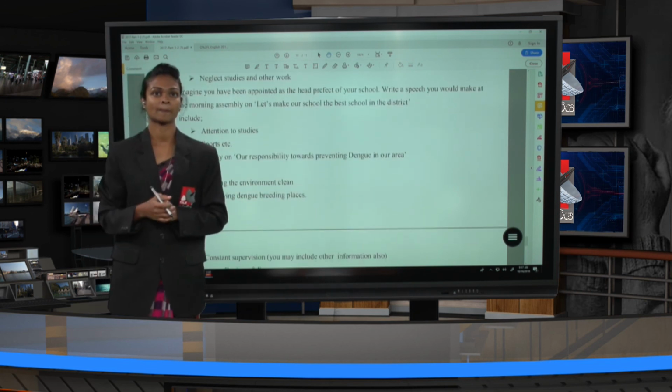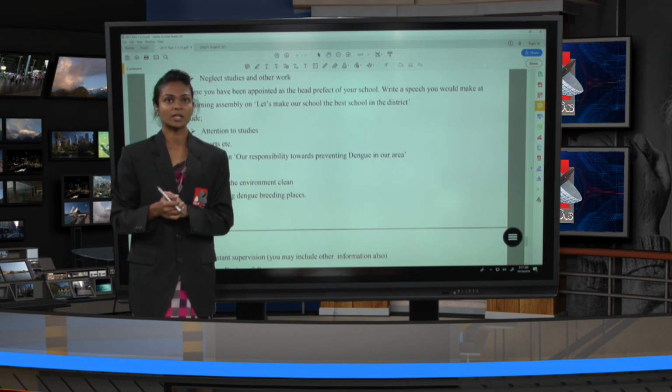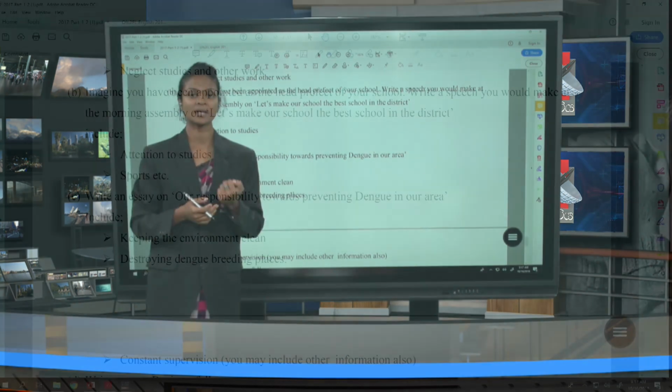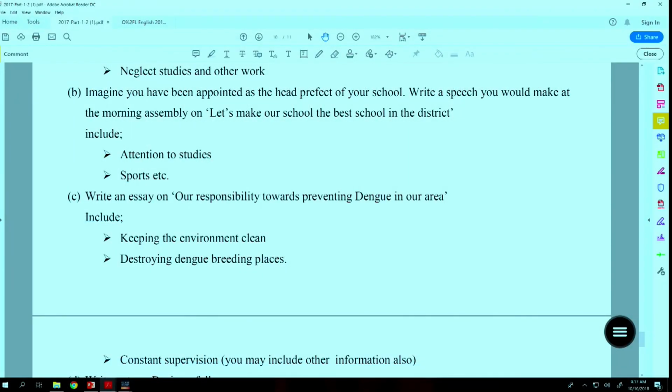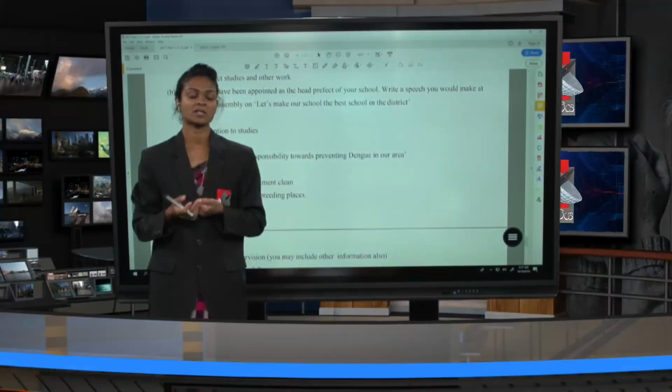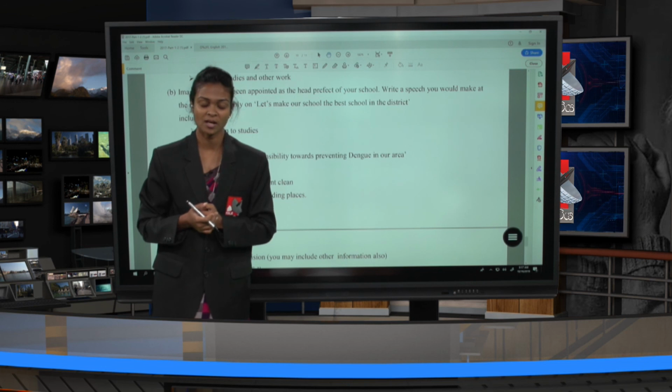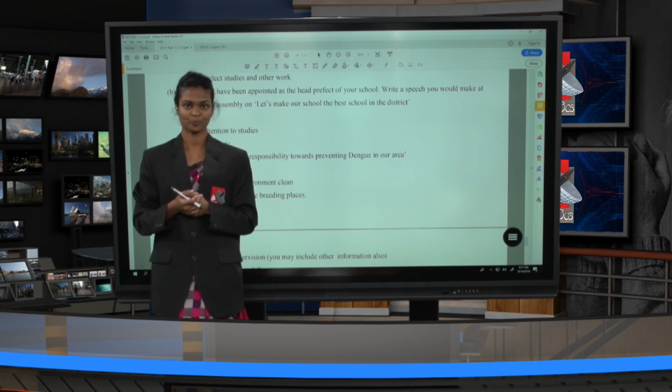Then in B, imagine that you have been appointed as the head prefect of your school. So what you have to do is write a speech you would make at the morning assembly on, what is the topic? Let's make our school the best school in the district.